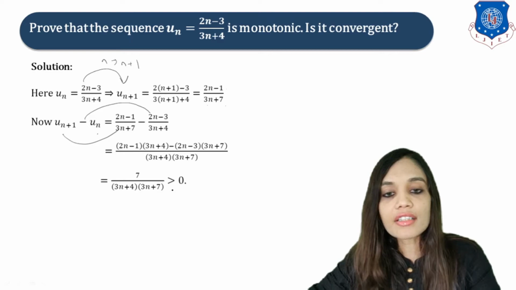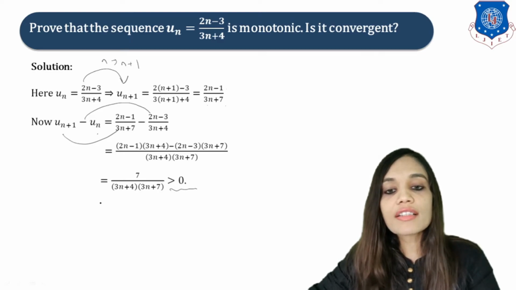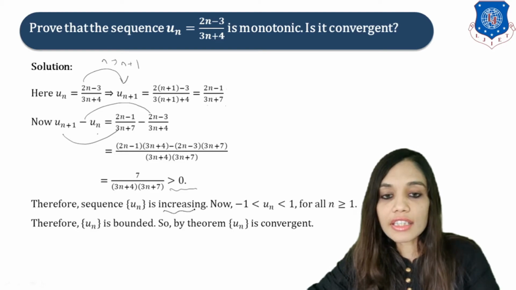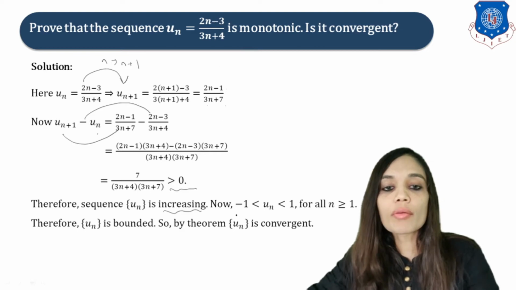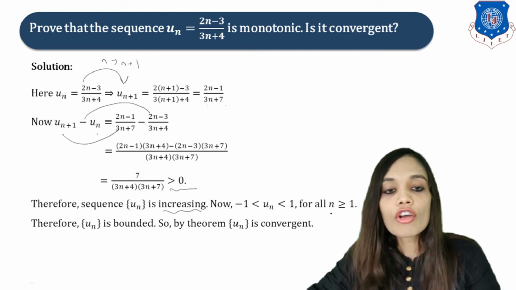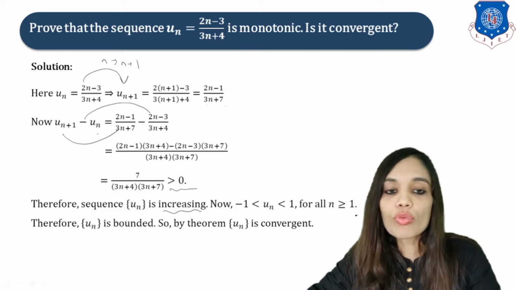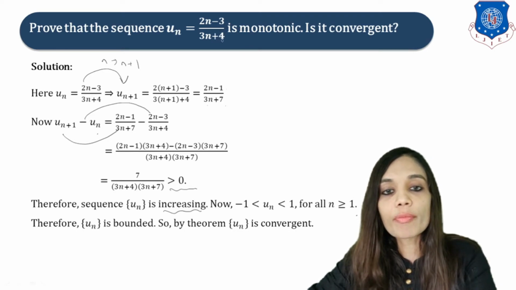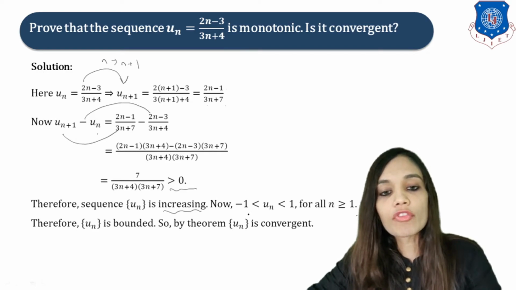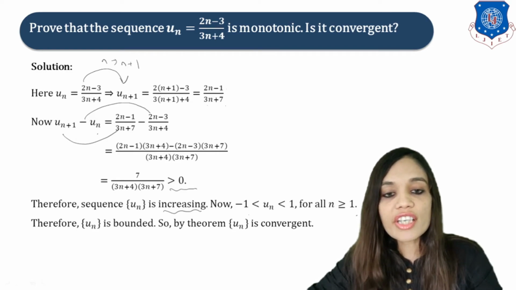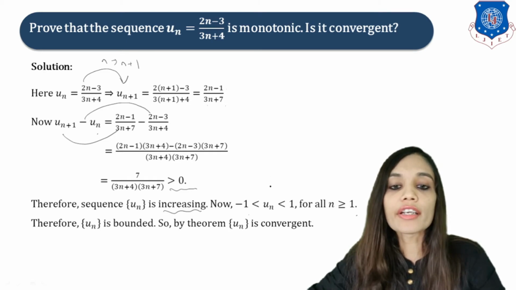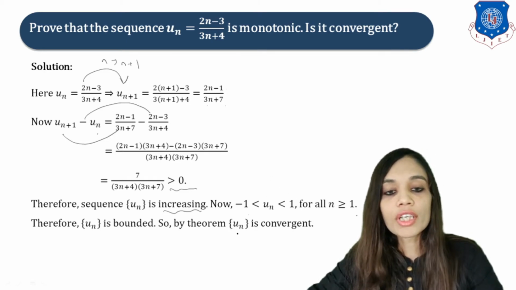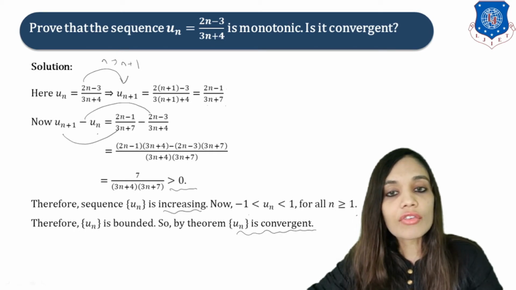You can see that it is greater than 0. So we can say that the given sequence is increasing, and of course the sequence will be bounded by only two numbers, that is minus 1 and 1 for all n greater than or equal to 1, because the given sequence will have maximum value as 1 and the minimum value as minus 1. This you can check by putting various values of n. Therefore, the given sequence is increasing and even it is bounded. So, we can directly say by the theorem that sequence un is convergent.